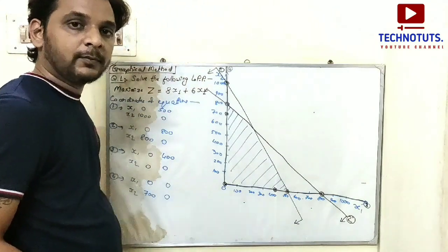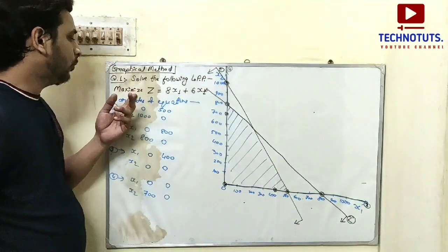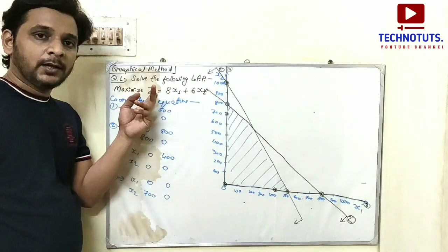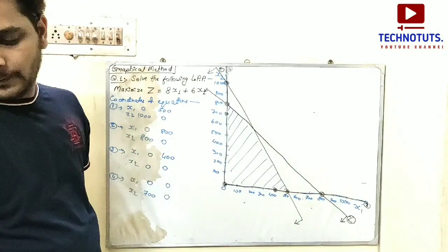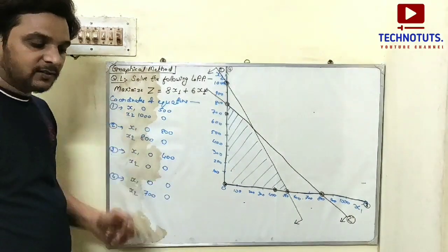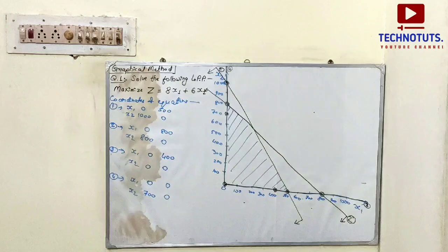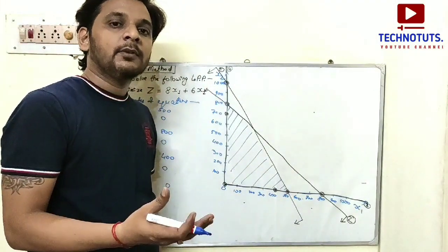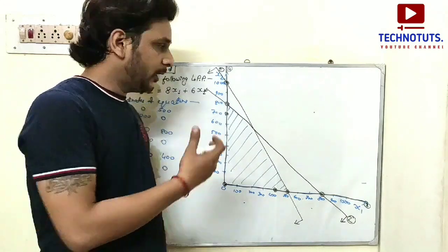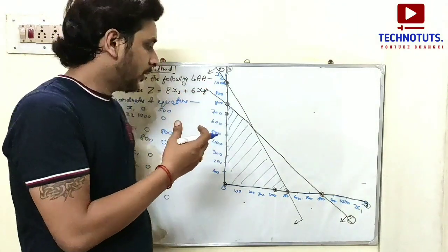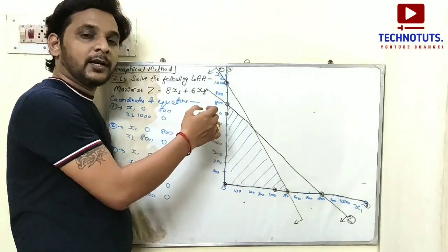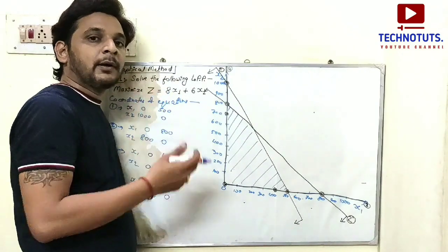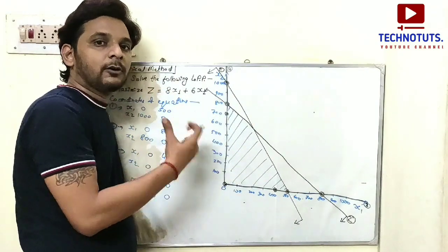Okay, students, so what do we have to find out? The objective function is to maximize z. Either you have to maximize or you have to minimize. What does maximize and minimize mean? Whenever it is given that you have to maximize or minimize, you have to find the points at the corners of that area, because maximization and minimization is possible only at the edge points or corner points of the given area.